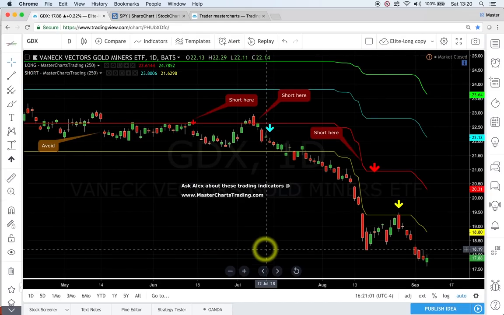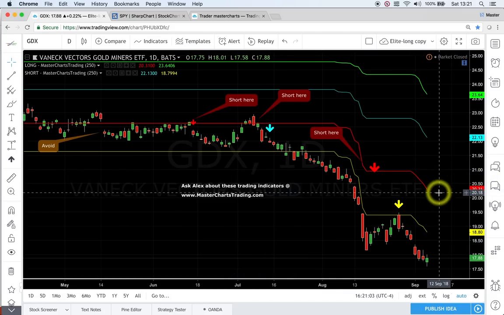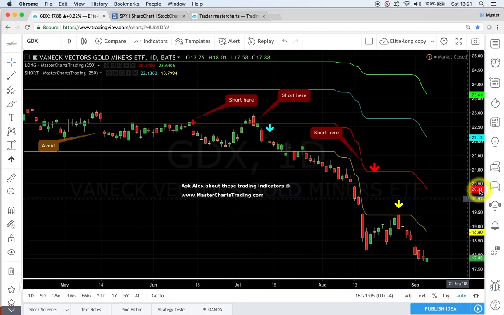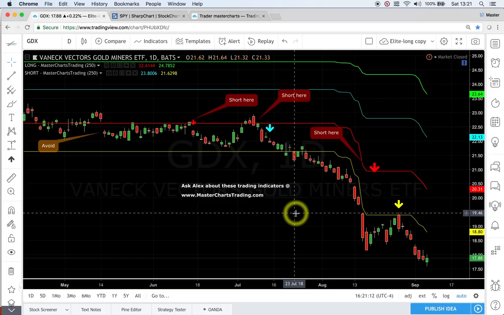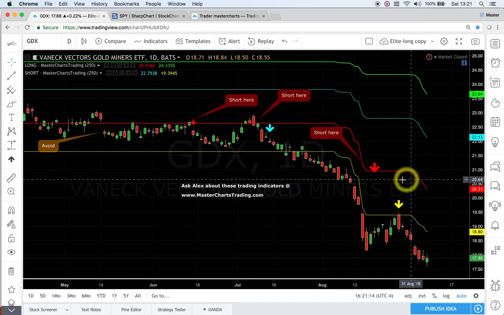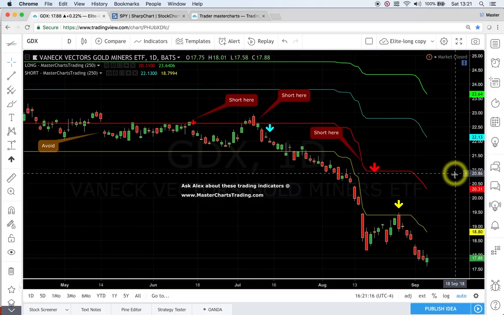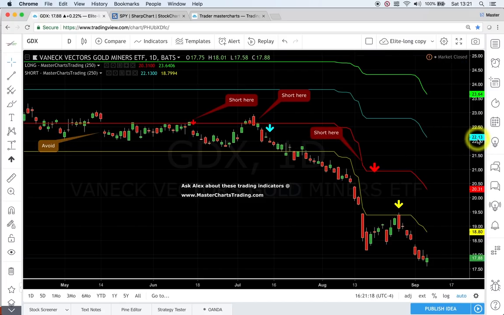Avoid gold miners, potentially short them. I would currently look for a short entry around 2050. But I would not be looking to buy it. I need to see a significant bottoming pattern and then a close above the blue support resistance line.